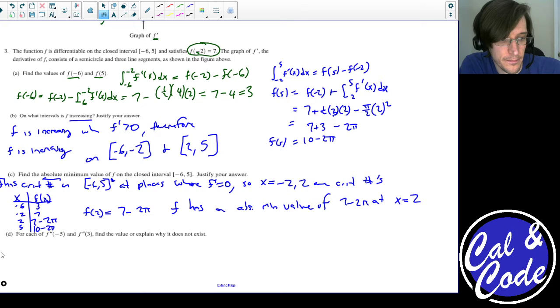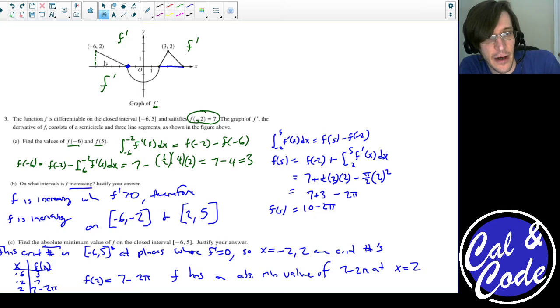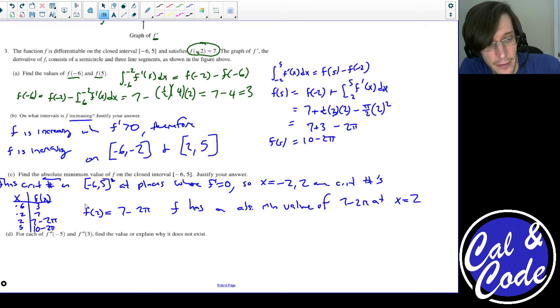Last part, for these two values, the second derivative at -5 and the second derivative at 3, find the value or explain why it doesn't exist. So let's talk about the second derivative at -5. That's happening right here. That's where -5 is. There's the first derivative. To get to the second derivative, I have to think about the slope. The slope of this line is going down 2. It's going over 4. So it's -1/2. So f double prime of -5 is -1/2.